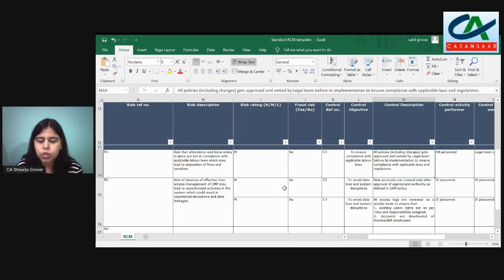Here, when we check this risk and control process, we need to check whether this control process which has been mentioned is actually being followed, whether all policies have gone through the legal team, and whether the legal team is competent to ensure that all applicable labor laws have been complied with when preparing this checklist. You need to check whether the legal team members are competent, and whether they are updated with the changes in relevant legal laws and everything.